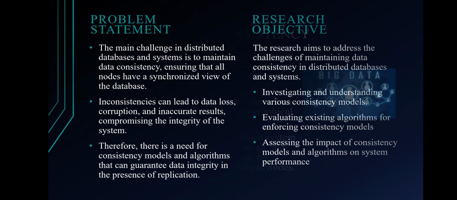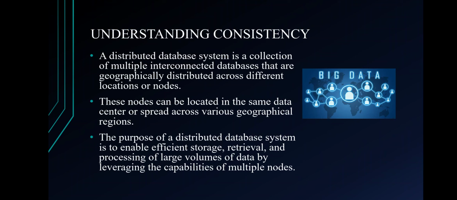And then we are going to see about understanding consistency. First of all, we are going to overview the distributed database. A distributed database system is a collection of multiple interconnected databases, geographically distributed across different locations or nodes. And then data distribution. What is meant by data distribution? We separate the data across multiple nodes to share the database. That is called data distribution.